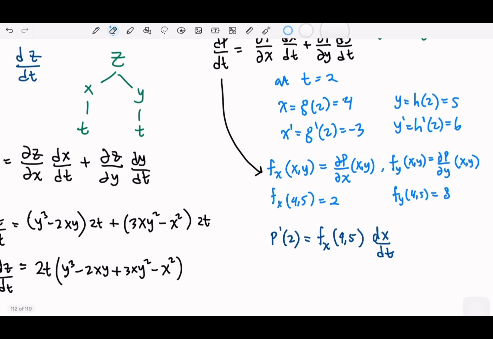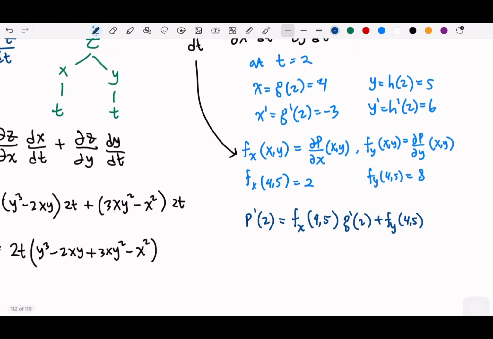So I will rewrite dx/dt as g prime. Let me write this as partial x times g prime of 2 plus partial y times h prime of 2. And then just substitute everything: 2 multiplied by negative 3 plus 8 times 6. So negative 6 plus 48, so 42.